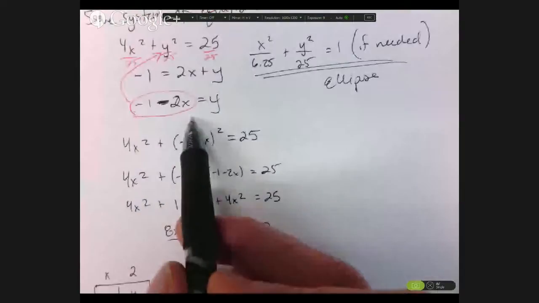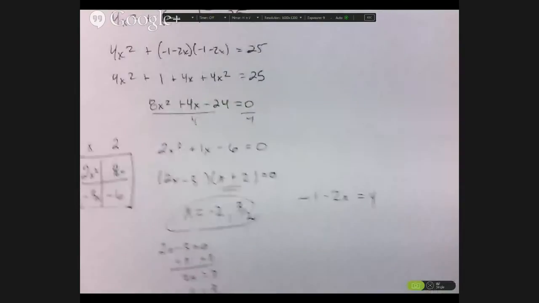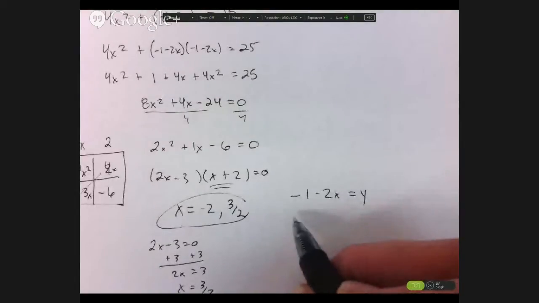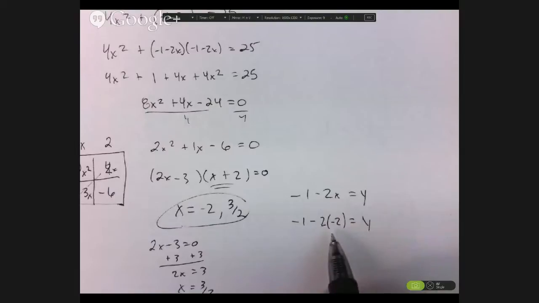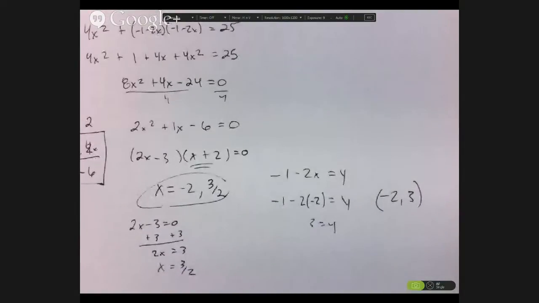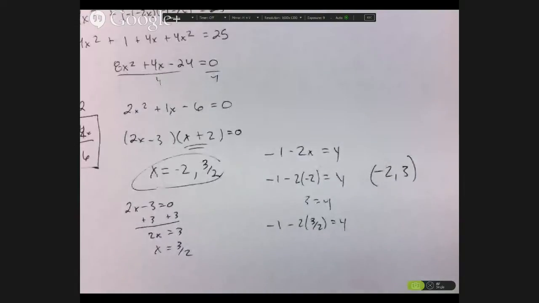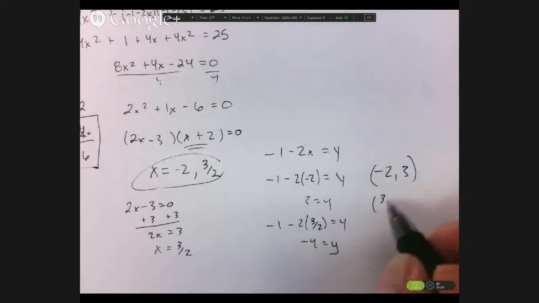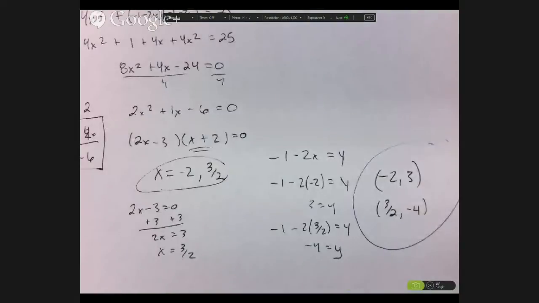Now, I would just use the linear version. I know, that's why I'm showing you this one. So if I plug in -2, we get 3. And if I plug in 3/2, -4. You just solved your system. It's where they intersect.